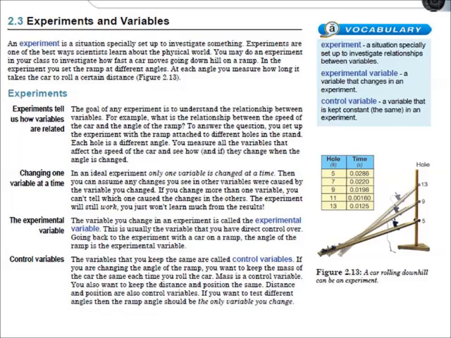Mass is a control variable. You also want to keep the distance and position the same. Distance and position are also control variables. If you want to test different angles, then the ramp angle should be the only variable you change.